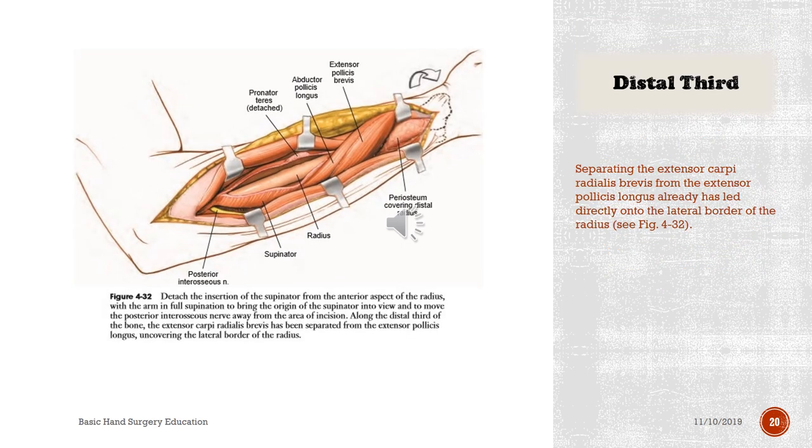The distal third. Separate the extensor carpi radialis brevis from the extensor pollicis longus, which leads directly onto the lateral border of the radius.